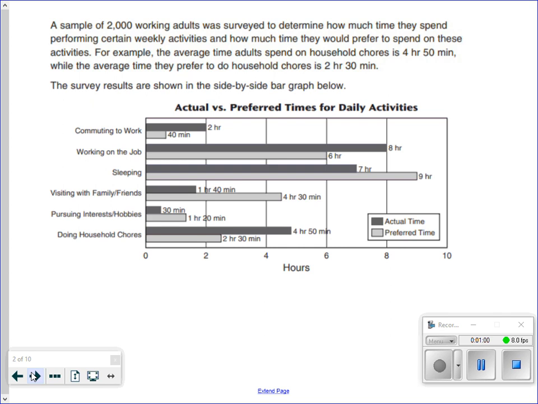That makes complete sense, right? So at home, if your parents or whoever you live with tells you to clean your room, it really takes you an hour. You wish it would take you 5 minutes. Okay. The survey results are shown in the side-by-side graph below.